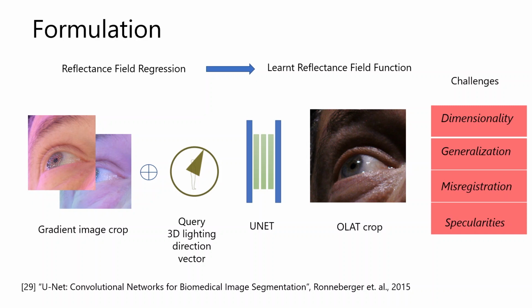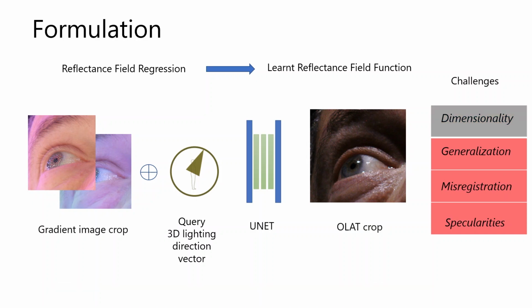This formulation affords us several advantages. First, it solves the problem of intractable dimensionality by training the U-Net neural network to be a reflectance function approximator. Secondly, since the network learns the reflectance function by looking at only local crops of the face, it is able to not overfit to the facial identities it is trained on and instead generalize to any new identity.